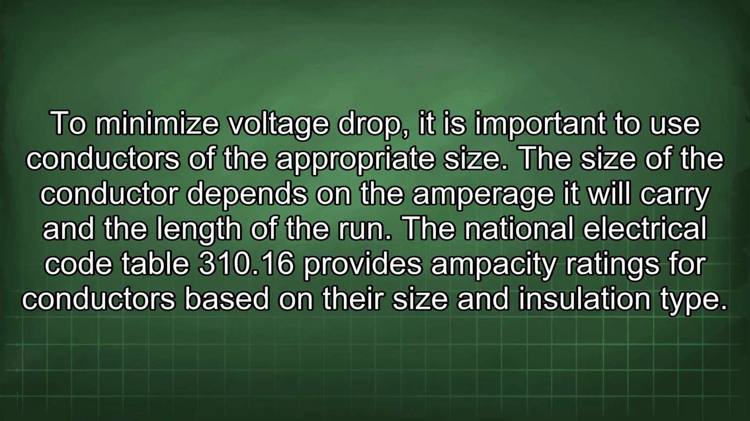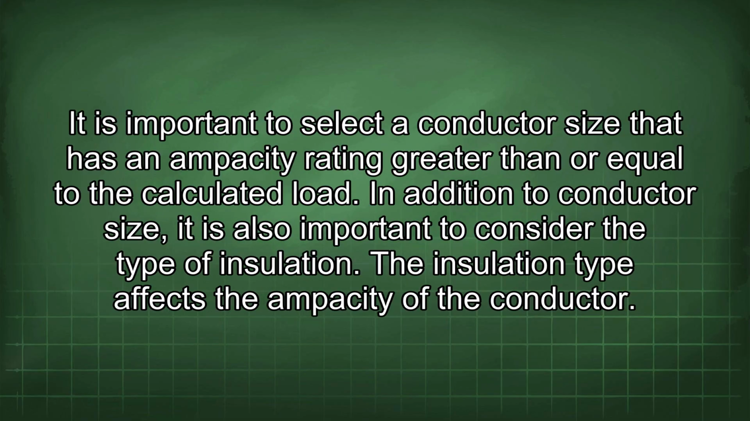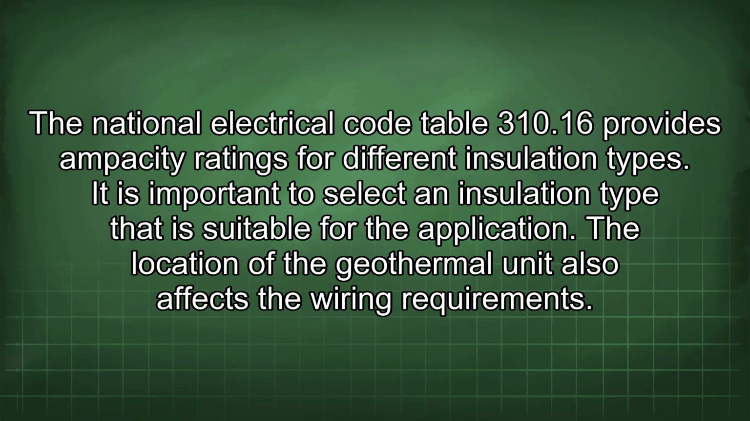The National Electrical Code Table 310.16 provides ampacity ratings for conductors based on the size and insulation type. It is important to select a conductor size that has an ampacity rating greater than or equal to the calculated load. In addition to conductor size, it is also important to consider the type of insulation. The insulation type affects the ampacity of the conductor. The National Electrical Code Table 310.16 provides ampacity ratings for different insulation types. It is important to select an insulation type that is suitable for the application.